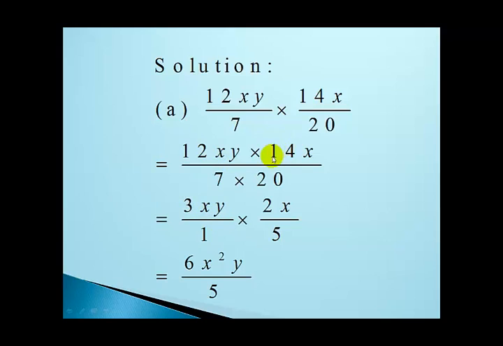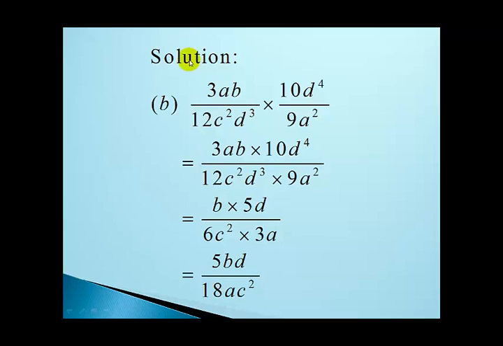But 7 goes into 14, and that is 2x, because 7 goes into 14 2 times. So we have 3xy divided by 1 times 2x divided by 5. Now 3xy times 2x will be equal to 6x squared y, because the exponent of the x here is 1 and the exponent here is 1. So when we keep one of the x, that's the base, we add 1 to 1, and that's how come we have square. So 6x squared y divided by 5.